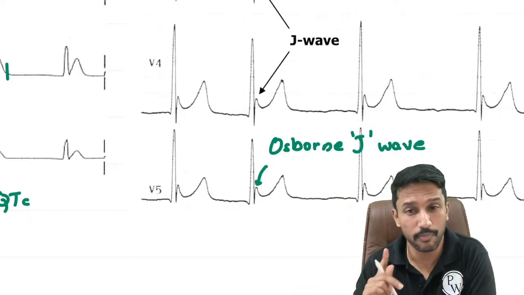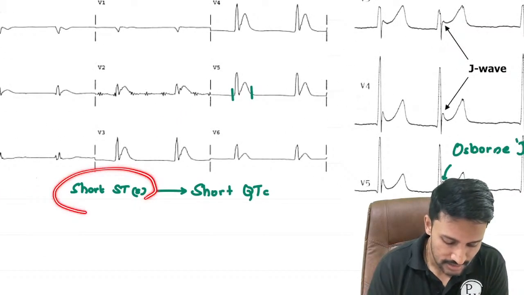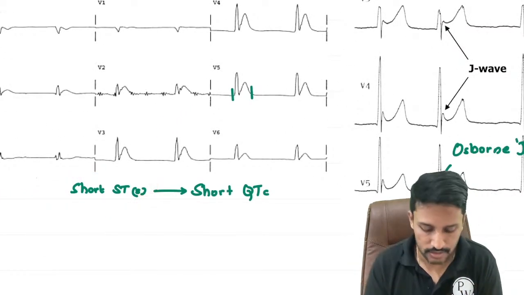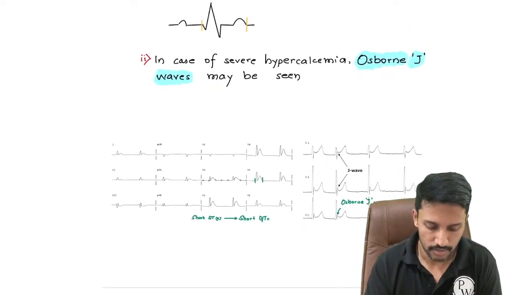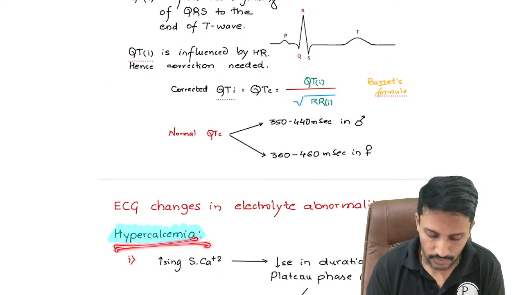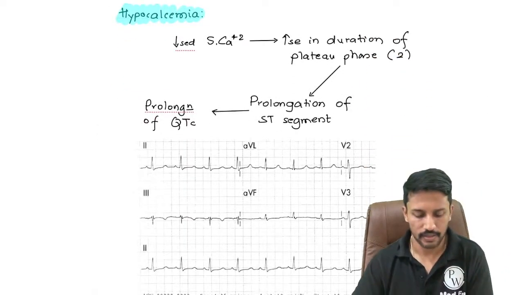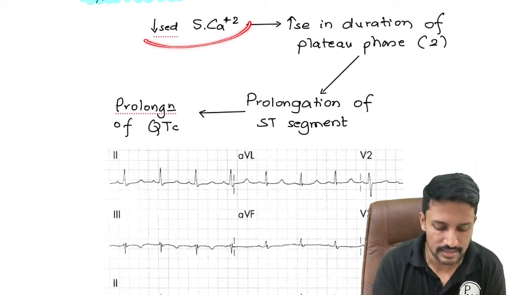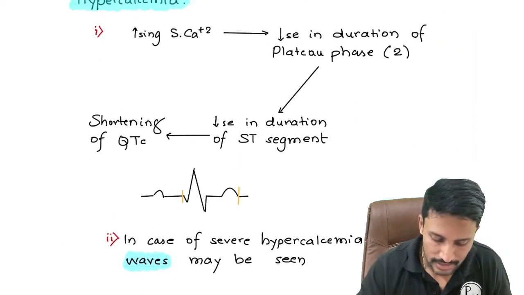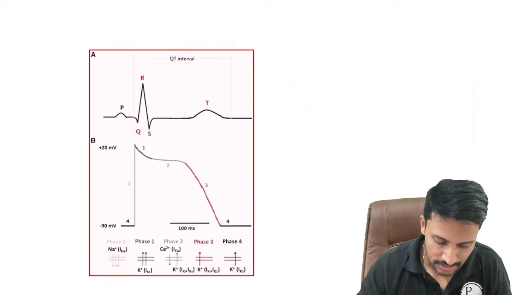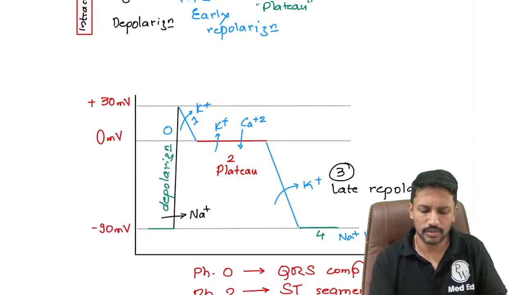But if you ask me what is the main ECG change of hypercalcemia, it is the shortening of the ST segment because of shortening of the plateau phase, resulting in a short QT interval, right? That's about hypercalcemia. Now what happens in hypocalcemia? Exactly opposite of it. So in hypocalcemia, there is decreased calcium in the extracellular compartment. So I will not be able to achieve the equilibrium between extra and intracellular compartment during the plateau phase early. It will take a long time because I have less calcium.